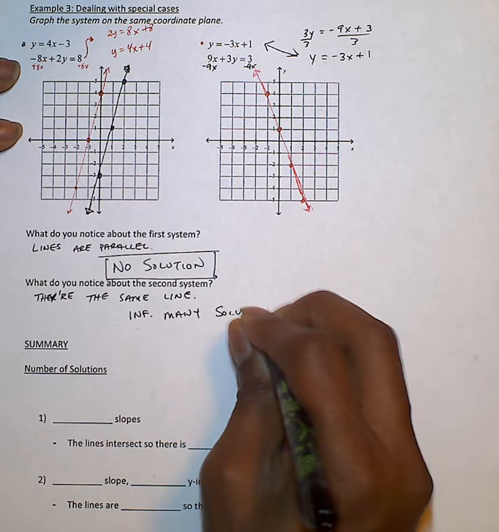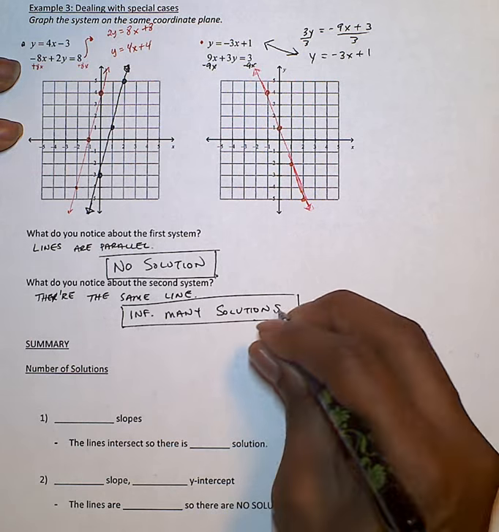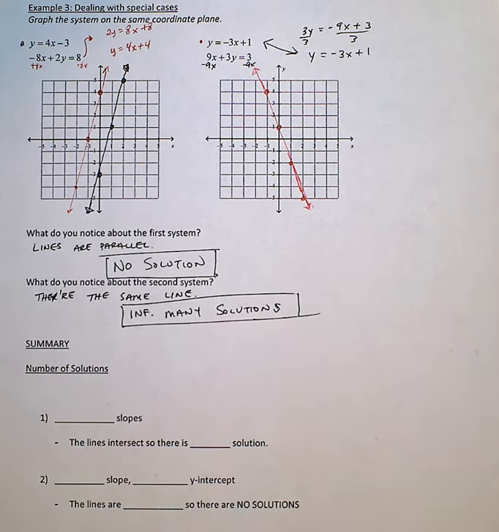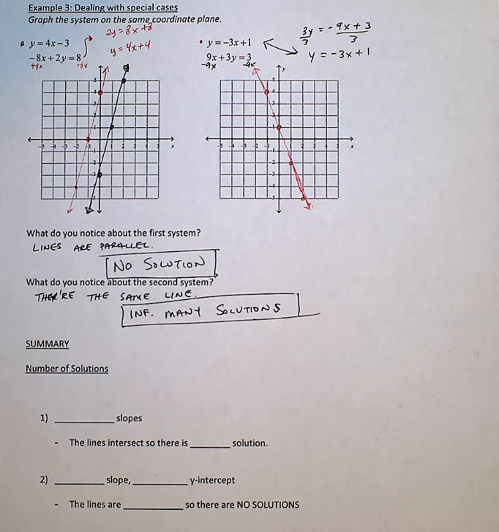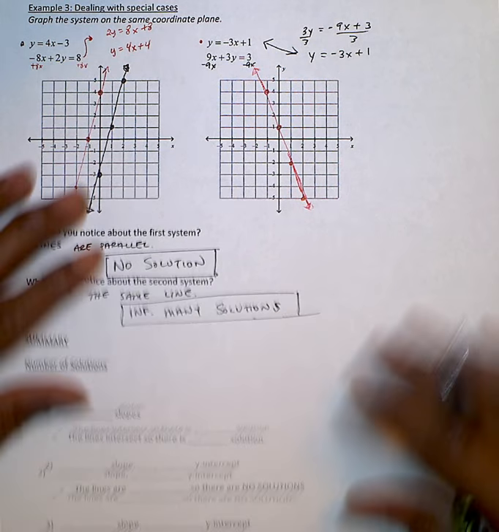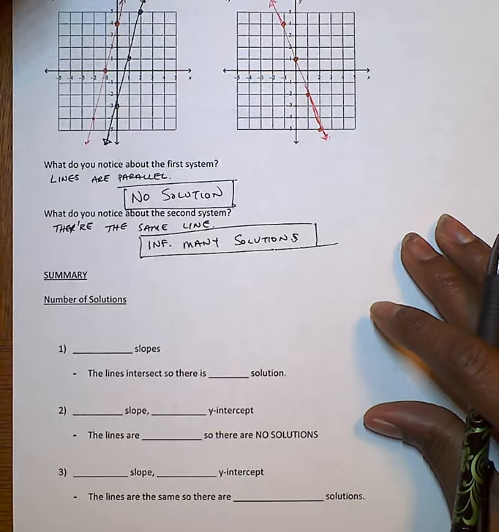Okay, so these are our special cases, in the sense that usually when we graph it, we see the intersection, and then that's our solution. In these two cases, first with the parallel lines, there's no intersection, and so there's no solution. And in the second case, they're the same line, so there's infinitely many solutions. Okay, so here's how we can summarize that information from these notes.